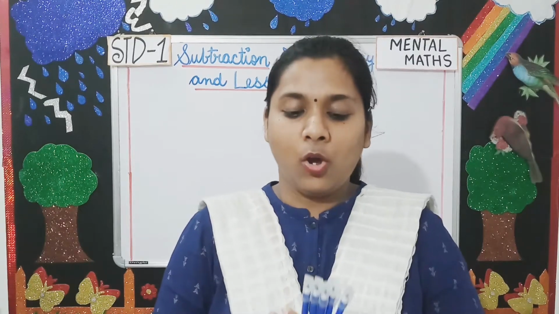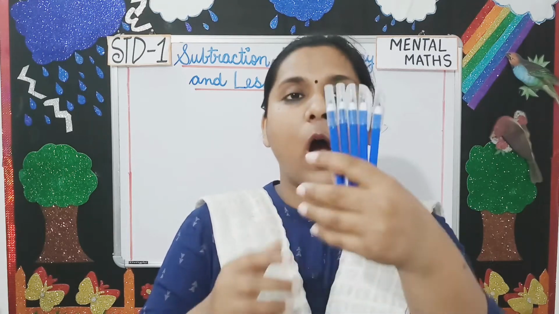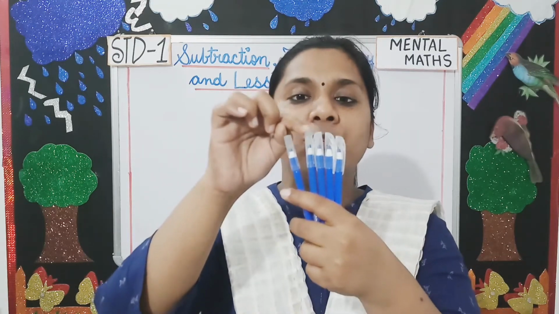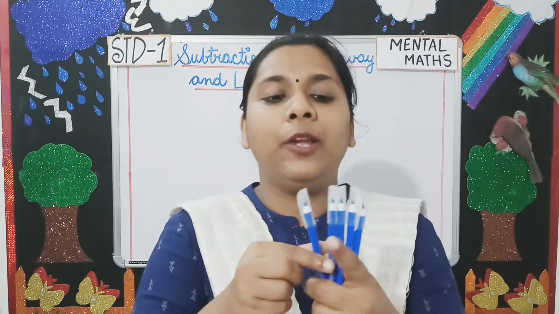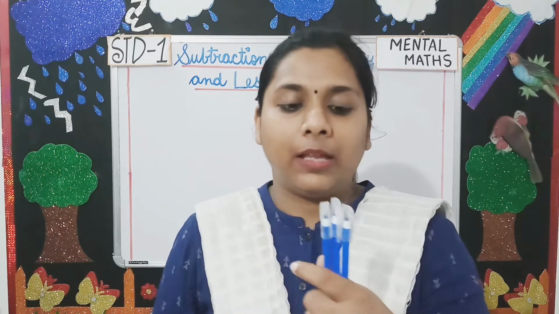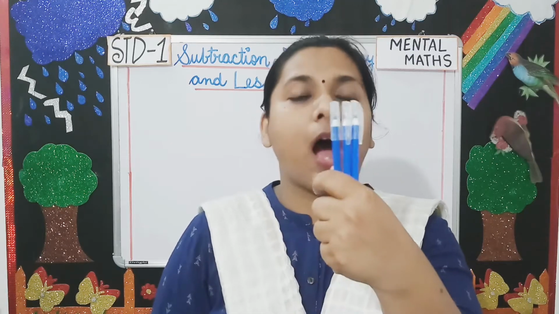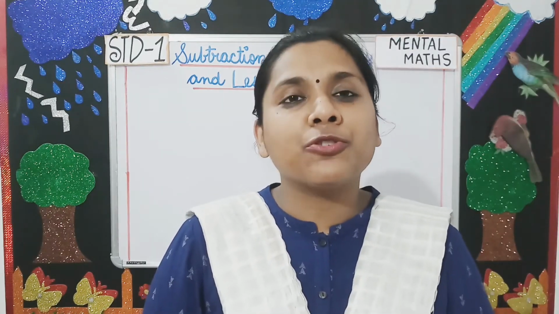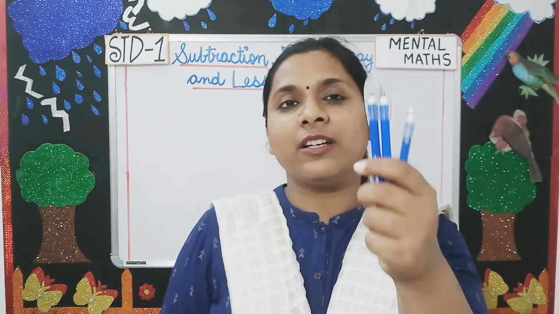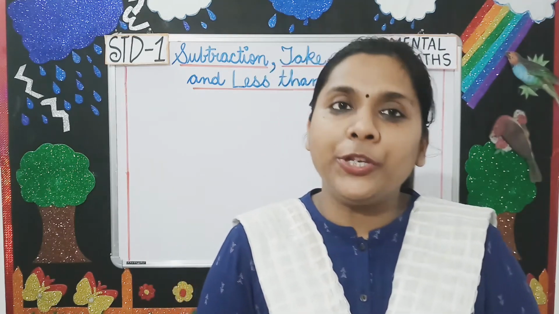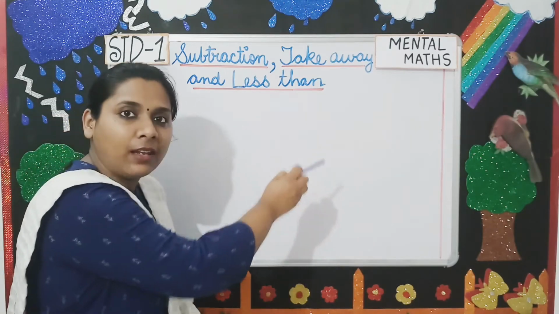Look here, students. What I am having in my hand? Yes, I have pens. How many pens are there, students? 1, 2, 3, 4, 5. There are 5 pens. Now suppose I lose 2 pens. Then how many pens are left, students? Yes, only 3 pens are left with me. So what did I do, students? I subtracted 2 from 5. So what remained? 3. So today we are going to study subtraction, take away and less than.